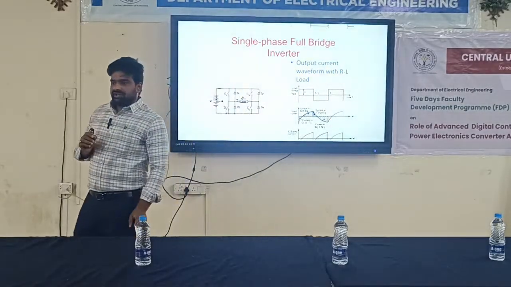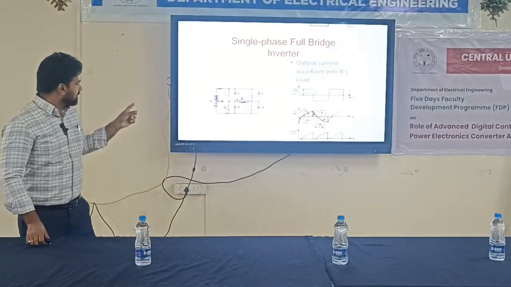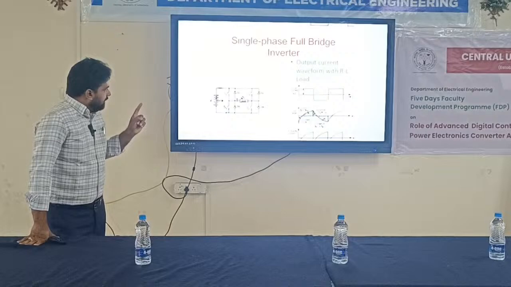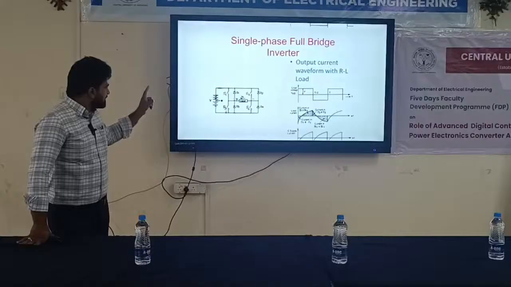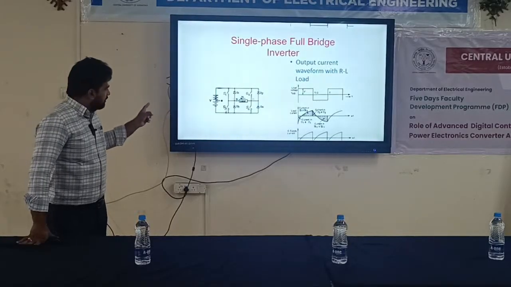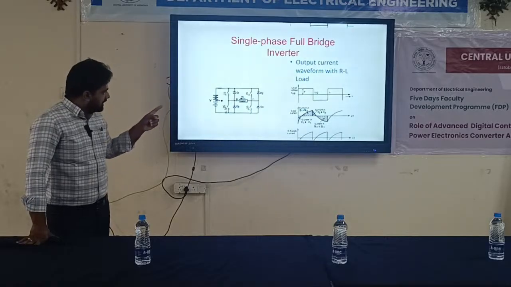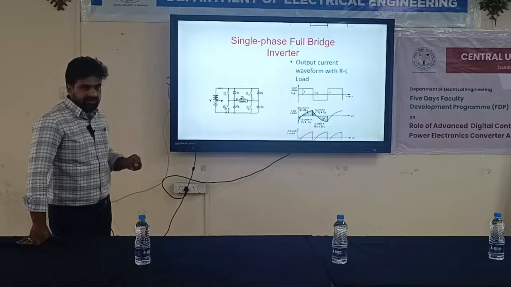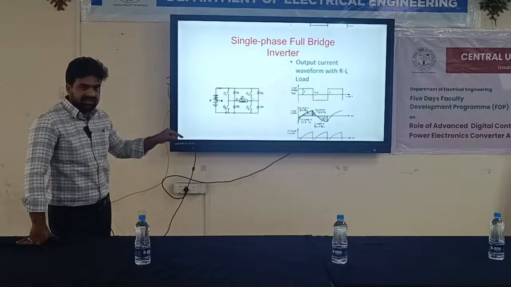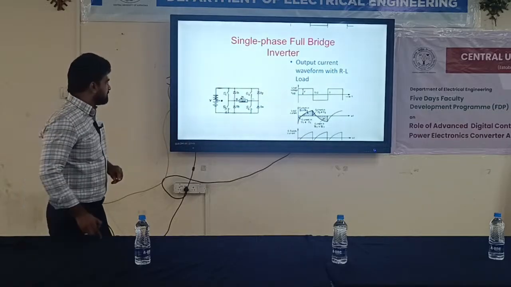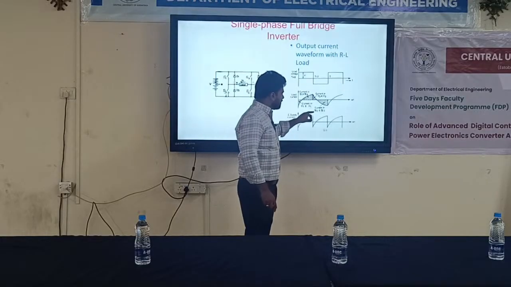This specific point is very important to note, because if we say it's an inductive load, between the point 0 to T by 2 your voltage is in the positive direction and your current is also in the positive direction. But at T by 2, the voltage is going to minus, whereas your current is going down to 0 and then going to the negative. So at this specific point, the voltage is negative, but your current is in the positive direction.